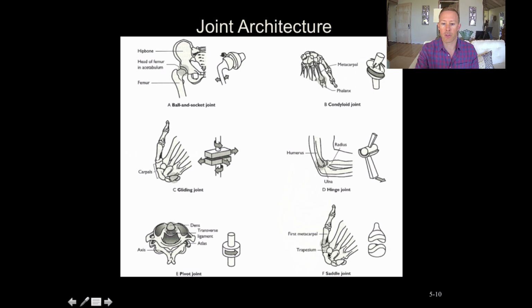This is considered a saddle joint. It gives us that wide range of motion. The pivot joint in the neck, between the C1 and C2 vertebrae, so the atlas and axis, they hook together with the dens, and it allows rotation.